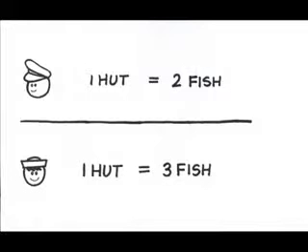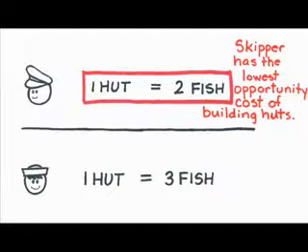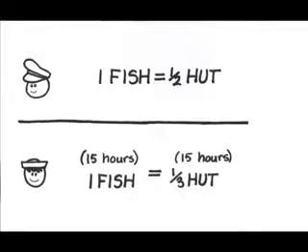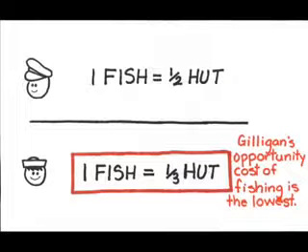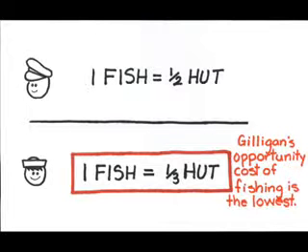What about Gilligan? He takes 45 hours to build a hut, in which time he could have produced 3 fish dinners. This means that Skipper has comparative advantage in hut production. Now some of you might be thinking, well, of course Skipper has comparative advantage. He's better at everything. This is not necessarily true. Let's look at fish dinners. To produce a fish dinner takes the Skipper 10 hours or he sacrifices 1/2 of a hut. Gilligan takes 15 hours, but he sacrifices only 1/3 of a hut. Gilligan actually has the comparative advantage in fishing because he sacrifices less, or has the lowest opportunity cost.